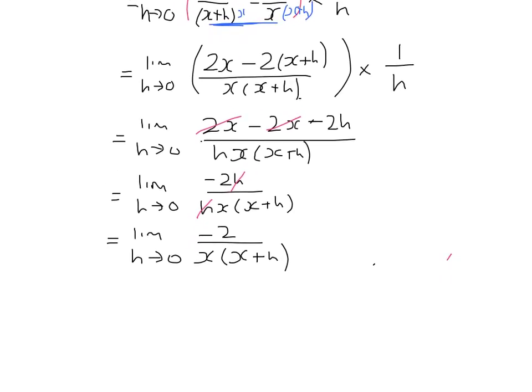Now if we apply the limit, we're saying that h is equal to 0. This will mean that this is equal to negative 2 over x by x plus 0. x plus 0 is just x, so we end up with negative 2 over x squared as our derivative. So the derivative of the original function of 2 over x is negative 2 over x squared.